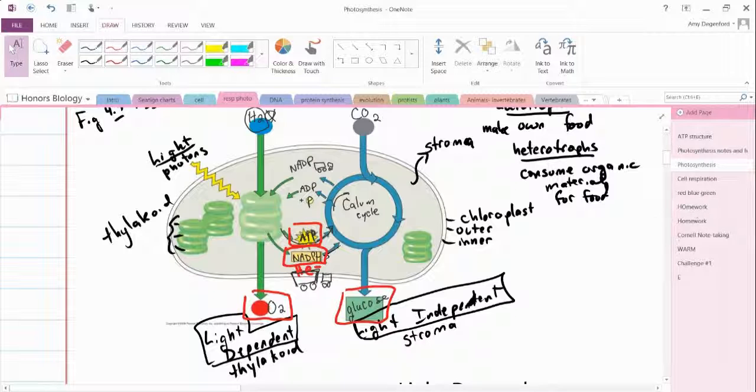So hope this helps set the stage for photosynthesis. And remember, take notes. And then there's going to be one other assignment for a Google form just to help you practice.